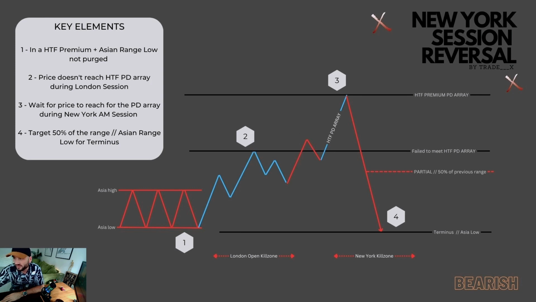The New York kill zone is between 8 and 10 in the morning, right? This is when we're looking for the entry to go short. And today we are going to be covering a bearish example. If you want a bullish example, all you have to do is flip the logic, okay?